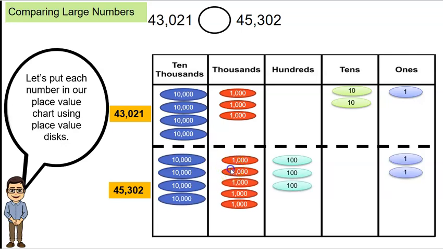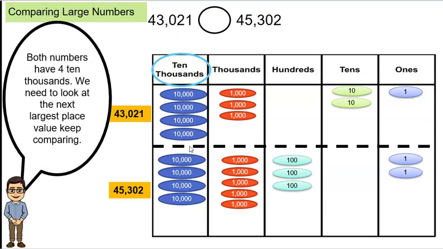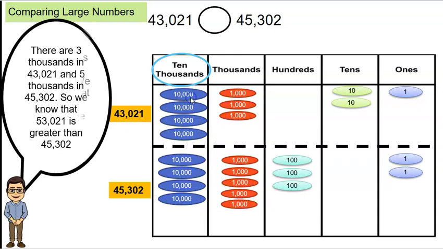So when we're looking at place value, we want to find the largest place value. What is the largest place value for this number? So the largest place value is the 10,000s, right? So I have my 10,000s, but here I have four 10,000s, and here I have four 10,000s. So they both have four 10,000s in them. I need to look at the next place value.